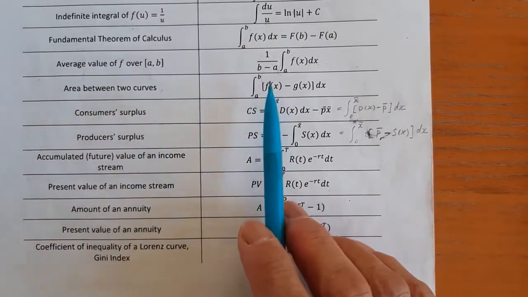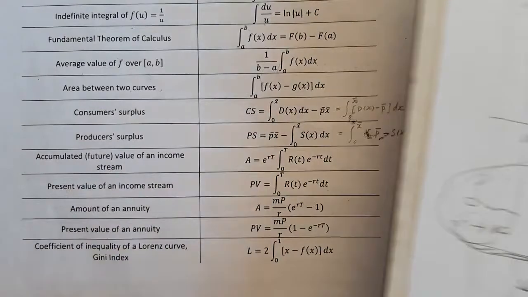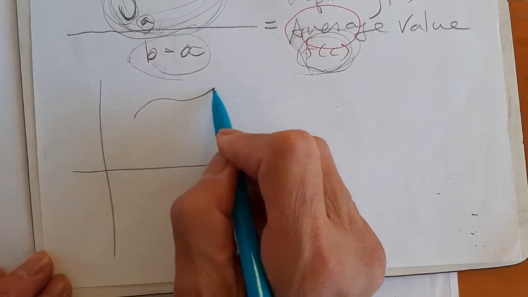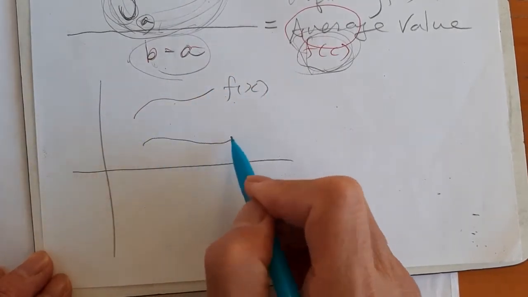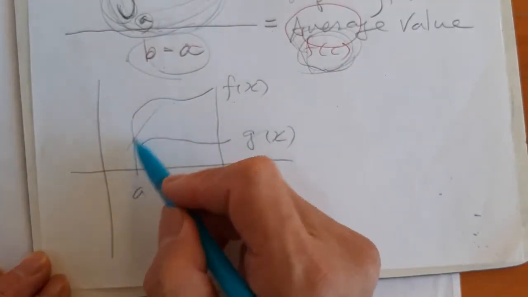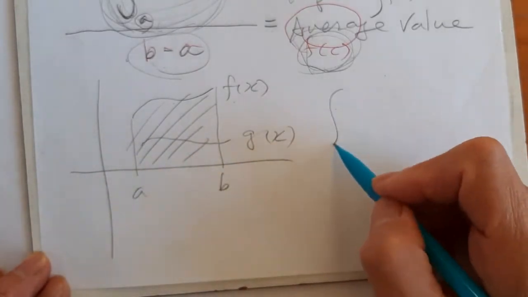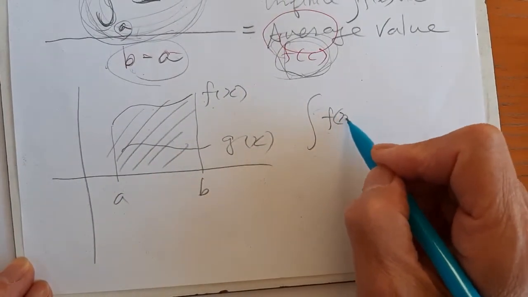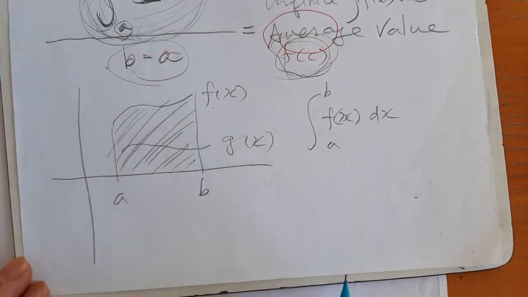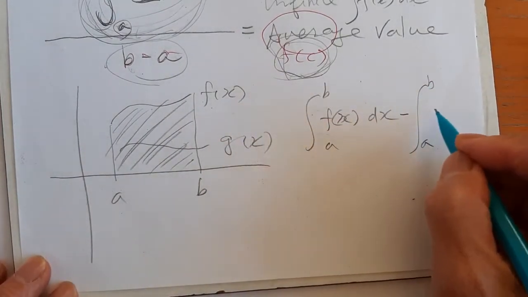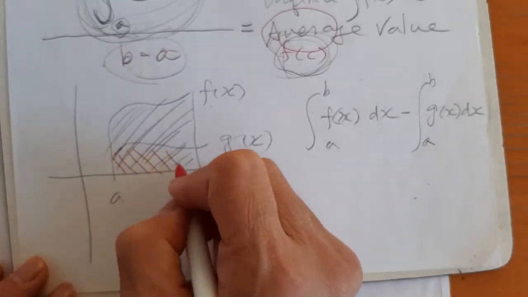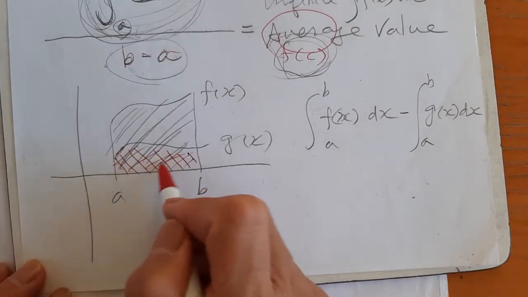Area between two curves. This one is the area between two curves. If here one curve is f of x and another curve is g of x, and you do from a to b, that is this area: integral f of x from a to b dx. Then you minus integral from a to b g of x dx, which is under the g function, this area. Minus this integral.